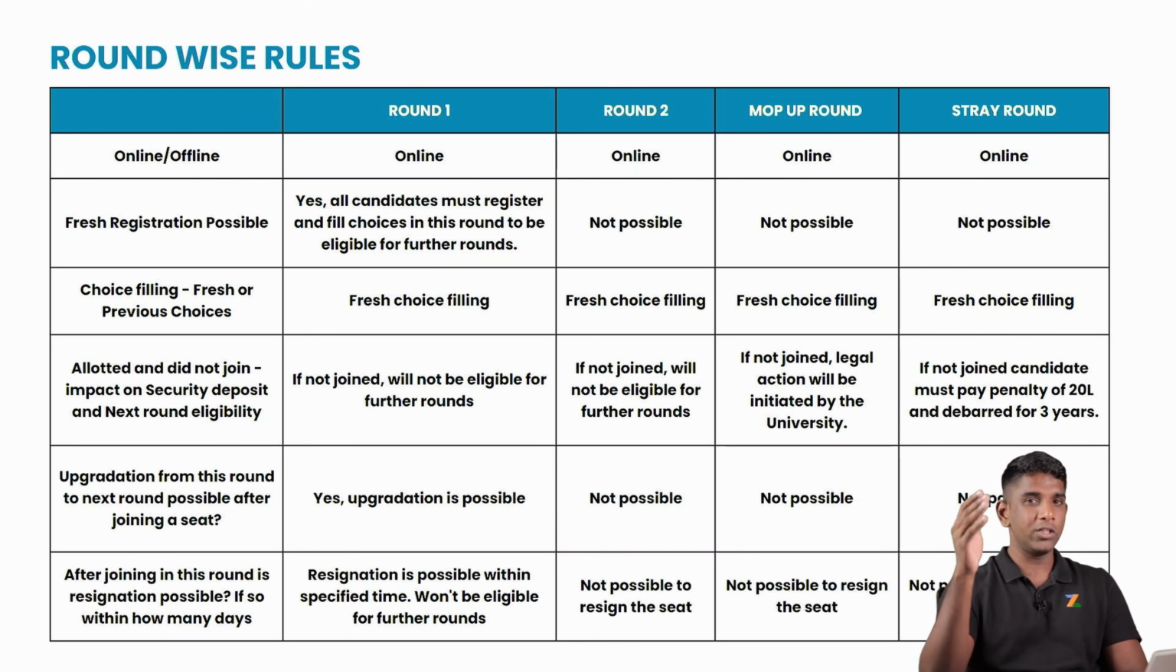Mop-up round is also conducted online. Fresh registration is not possible in the mop-up round, and in the mop-up round there is fresh choice filling. So if you're a candidate who is not allotted a seat in round 1 or round 2, you will be able to fill fresh choices. And in case you are allotted a seat in the mop-up round, if you do not join, legal action will be initiated by the university. Okay, so this information is based on last year's notifications.